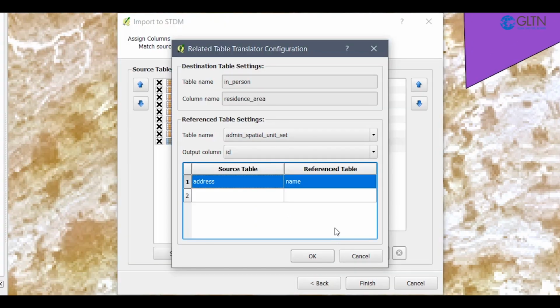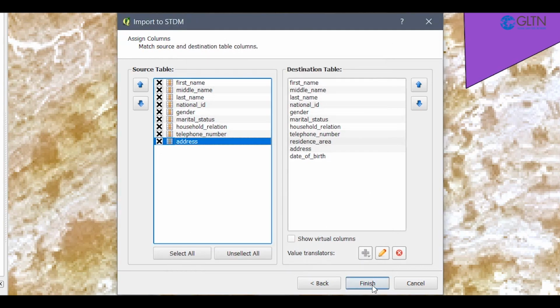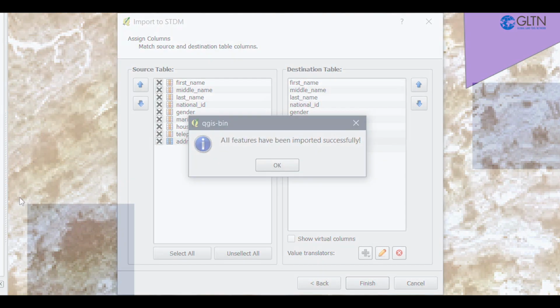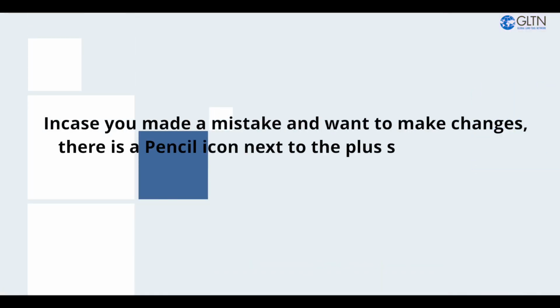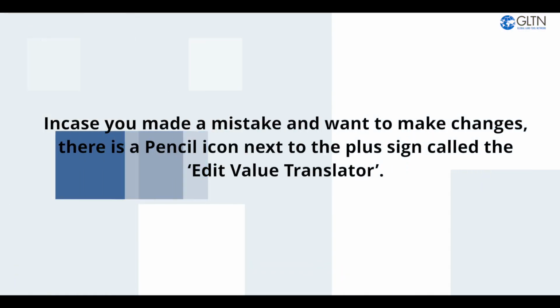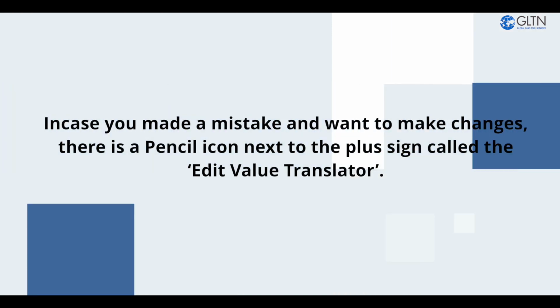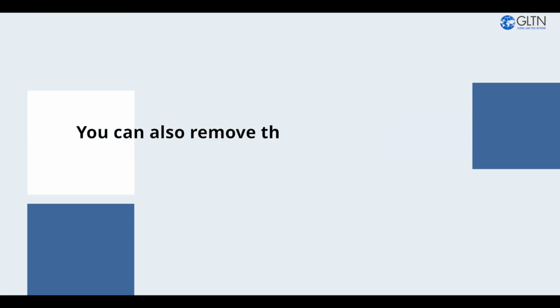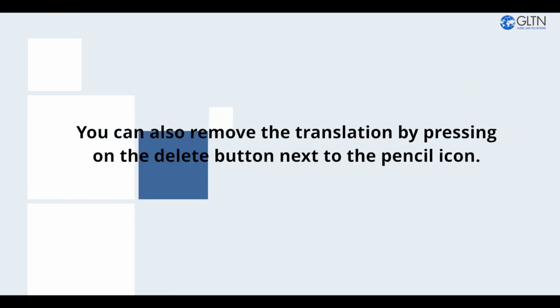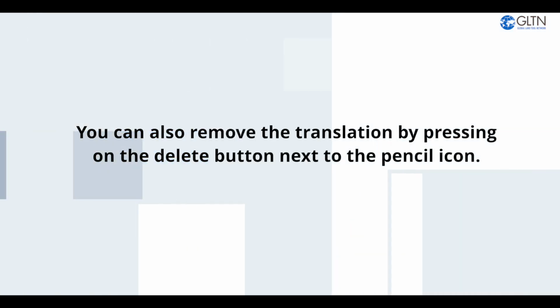Click the OK button to save the related table translator and click on the Finish button to complete the importation. In case you made a mistake and want to make changes, there is a pencil icon next to the plus sign called the Edit Value Translator. You can also remove the translation by pressing on the Delete button next to the pencil icon.